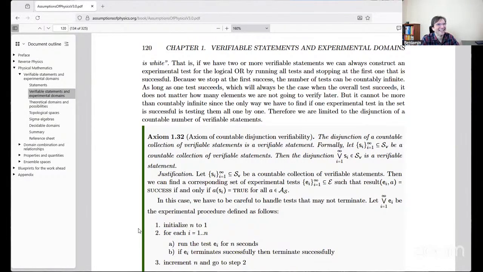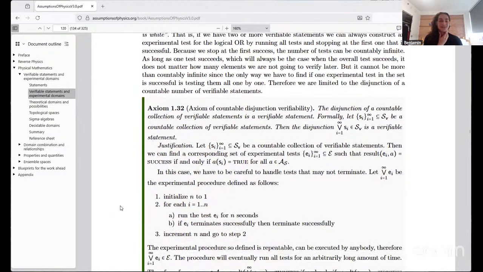Yeah, because we stop at the first success, the number of tests can be countably infinite. As long as one test succeeds, which will always be the case when the overall test succeeds, it does not matter how many elements we are not going to verify later. But it cannot be more than countably infinite, since the only way we have to find if one experimental test in the set is successful is by testing all of them one by one. Therefore, we are limited to the disjunction of a countable number of verifiable statements.